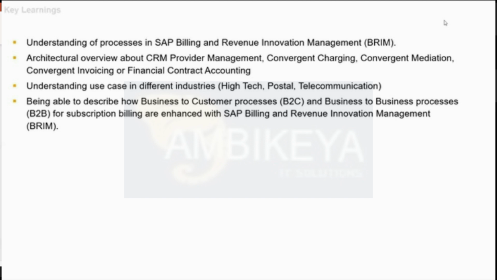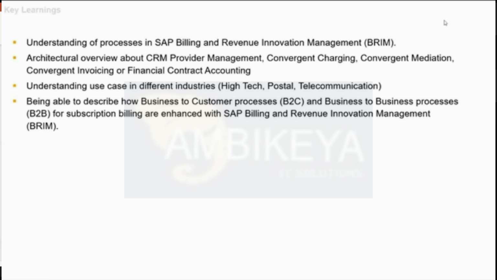Yeah, and since the middle of this year, the BRIM on-prem product family has been extended with the BRIM cloud solutions, like subscription billing and entitlement management, which used to be part of CX, but are now from a product management point of view also part of the BRIM solution. Okay, thank you, that's good to know.